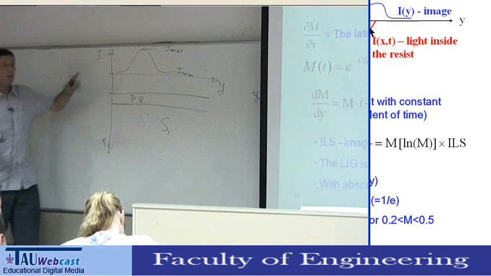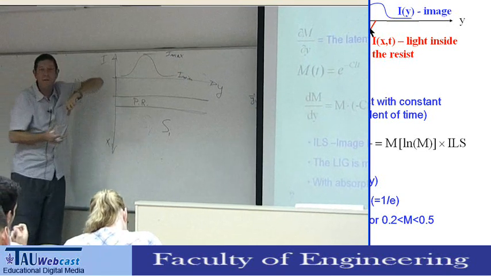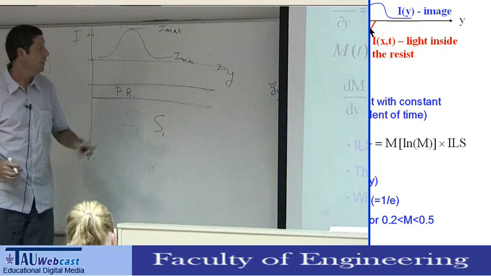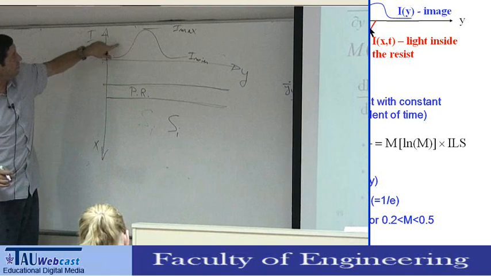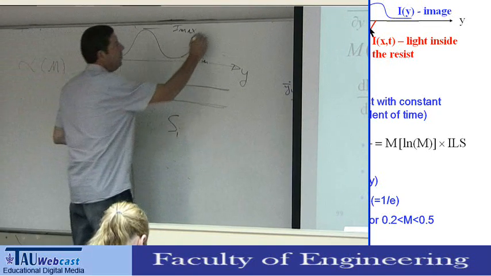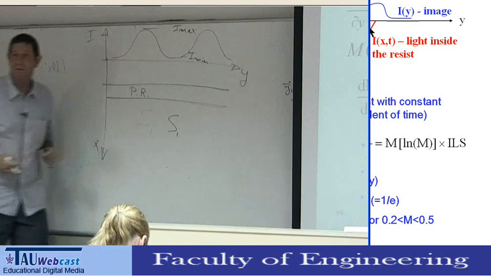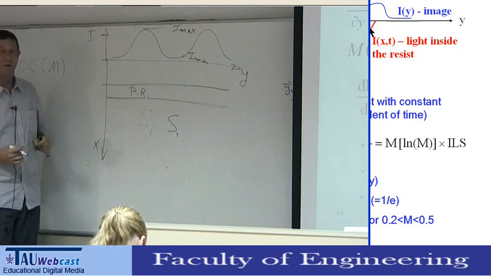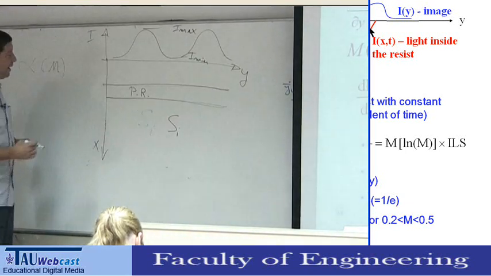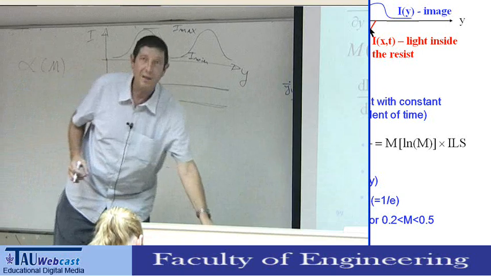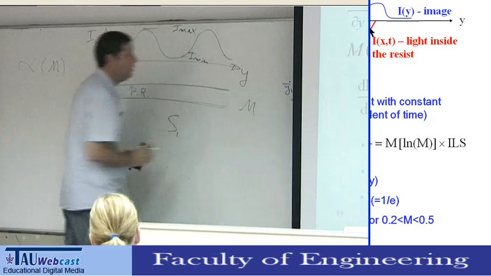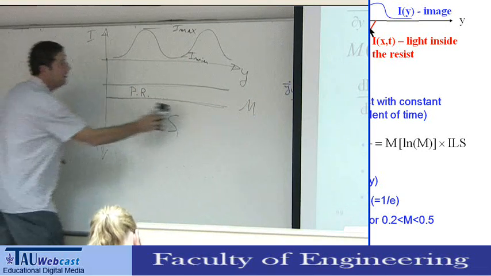And because of diffraction, the image quality is not very high. So I take this as the function of the light intensity. It can be one line and can be periodic. It depends on the mask, it depends on the image. So if this is the photoresist, I illuminate the photoresist, and then I ask myself, what is the concentration of M inside the photoresist?